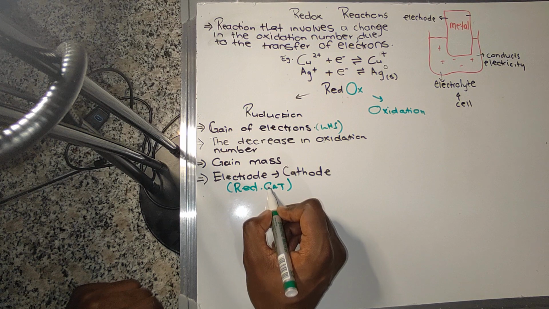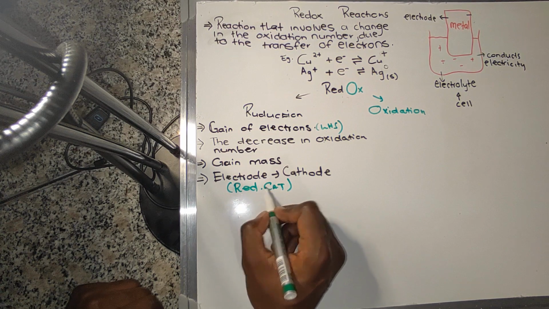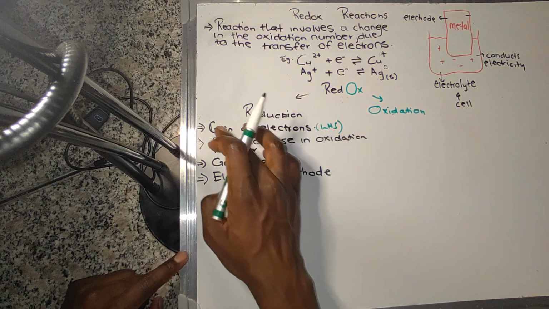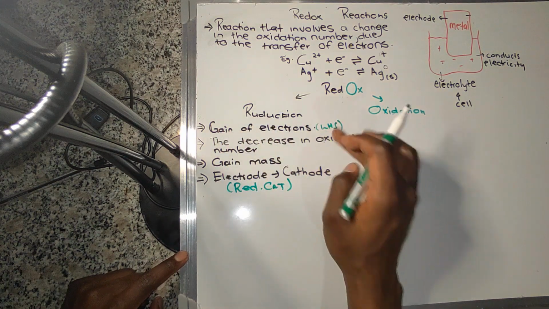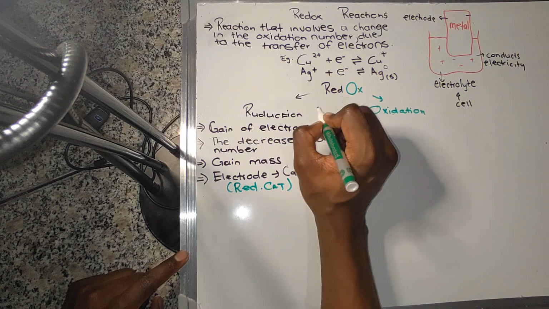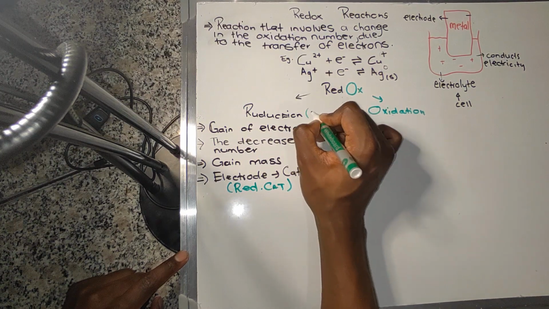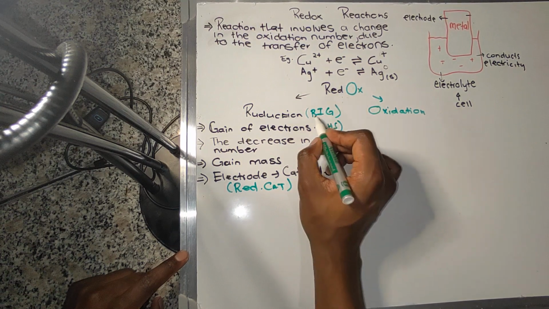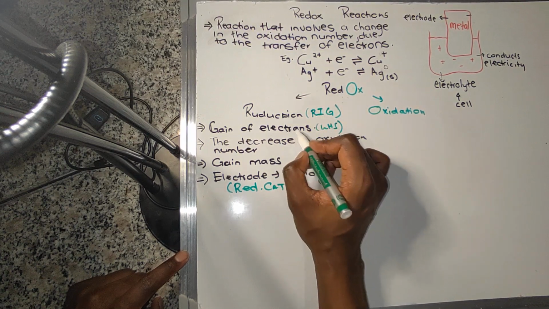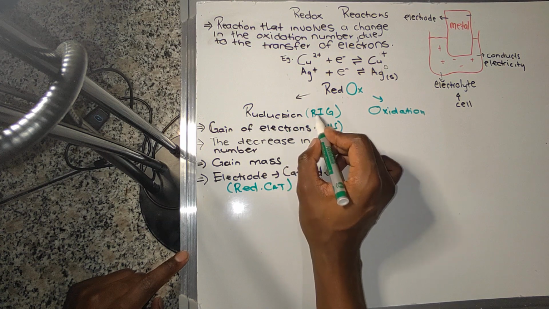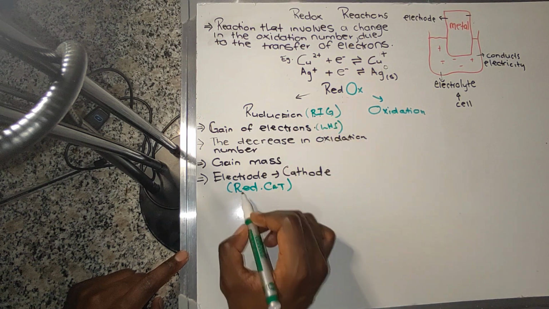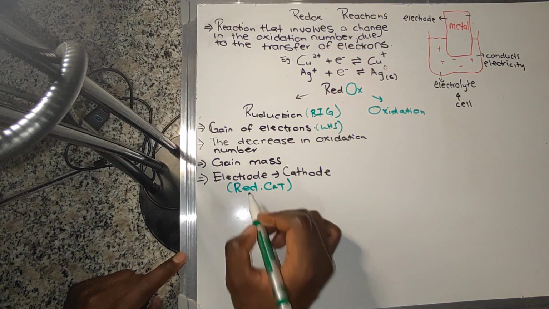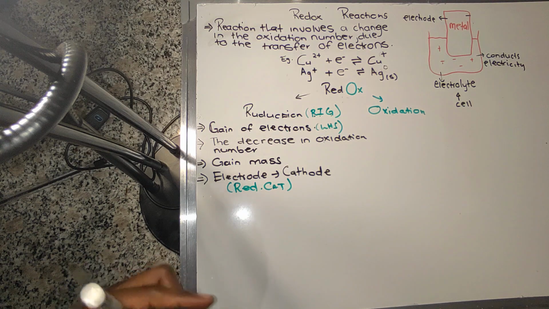So a cathode is simply a metal or an electrode where reduction is taking place. Also, we can try to remember this definition for the gain of electrons. Next to reduction, I usually write "Reg". So what does Reg mean? Reduction is gain of electrons. Okay, Reg means reduction is gain of electrons. Red cat means cathode is an electrode where reduction is taking place. I hope that is making sense.